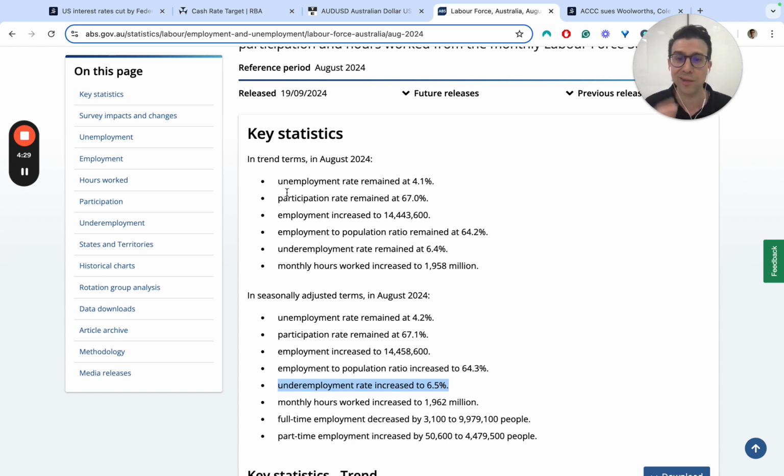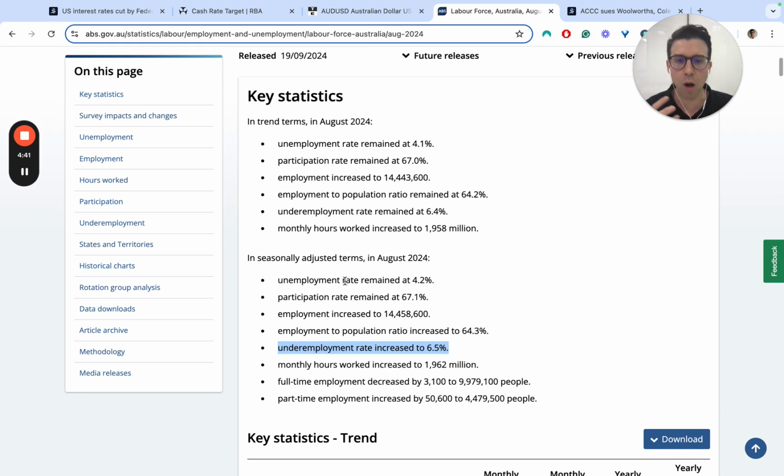What interestingly has changed though is there has been an increase in underemployment when we look at seasonally adjusted, whereas underemployment for trend has remained the same. Now, what's going on here? Well, ultimately, the real issue is that part-time employment has increased. So what's changed is that we've got full-time employment decreasing and part-time increasing, which is why we're seeing an increase in underemployment.